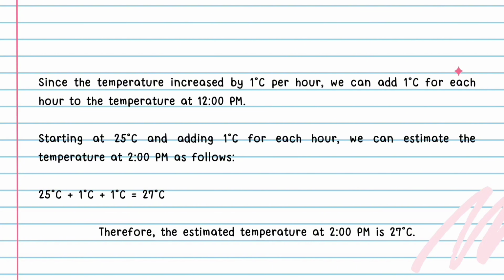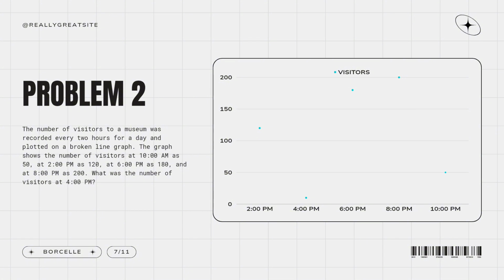Since the temperature increased by 1 Celsius per hour, we can add 1 Celsius for each hour to the temperature at 12 p.m. Starting at 25 Celsius and adding 1 Celsius for each hour, we can estimate the temperature at 2 p.m. as follows: 25 Celsius plus 1 Celsius and another 1 Celsius equals 27 Celsius. Therefore, the estimated temperature at 2 p.m. is 27 Celsius.